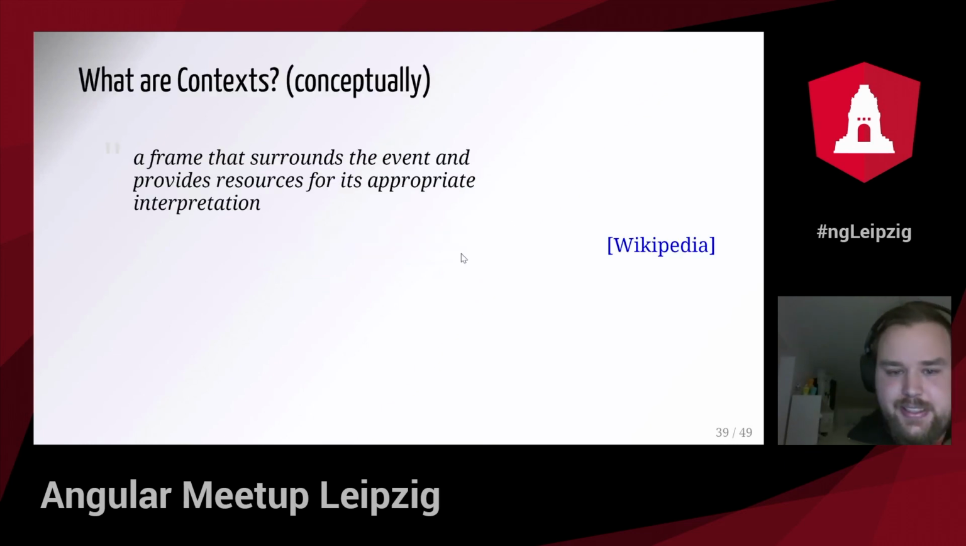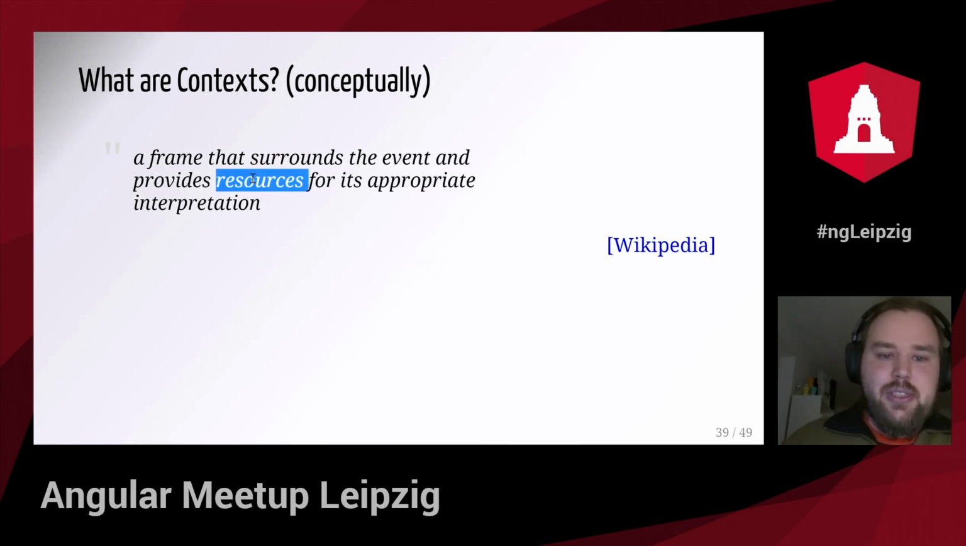What is a context? Context is a frame that surrounds the event and provides resources for its appropriate interpretation. So resources is one of the key words here. So my context implies certain data that is being used over the context itself.